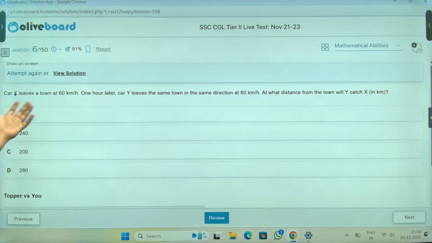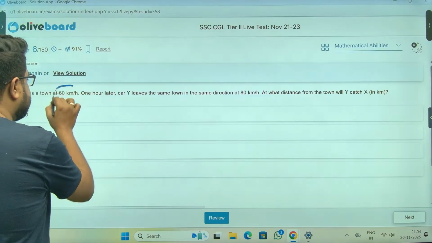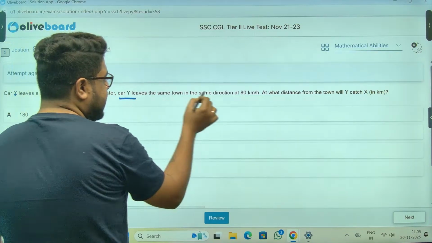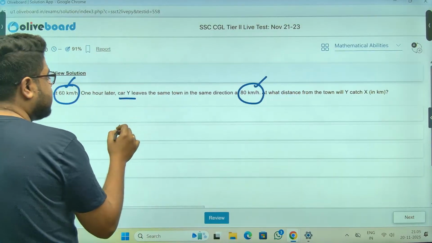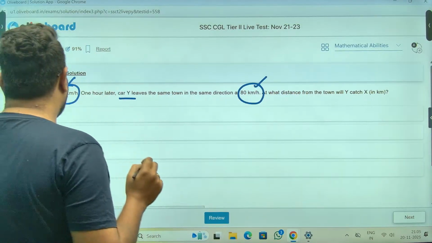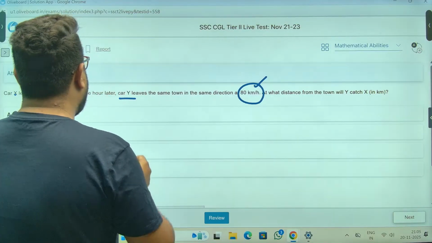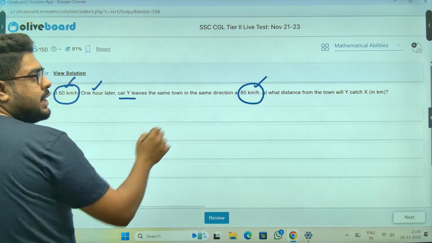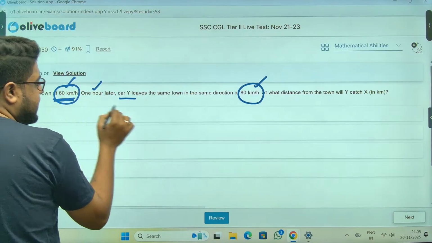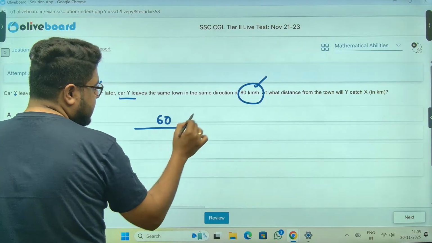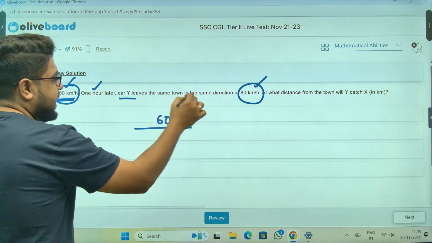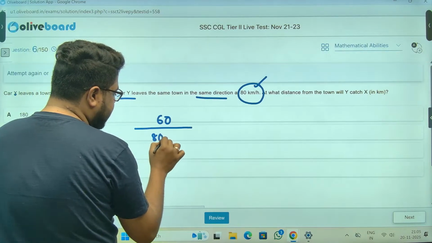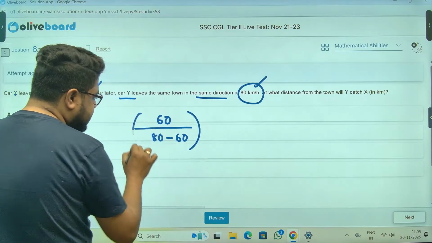Car X leaves the town at 60. This is the speed. Y leaves in the same direction. At what distance, sir? First you calculate the time. 1 hour later, the second car leaves. So in 1 hour, the first car will go 60 kilometers. Now the second car needs to catch up the 60 kilometers. So you take the same direction, meaning relative speed will be 80 minus 60. This is the time taken.